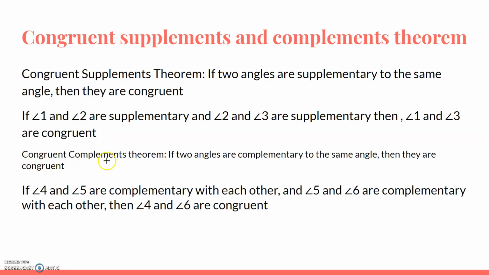Now the congruent complements theorem. We learned before that supplements mean two angles sum up to 180 degrees. Complements mean that they sum up to 90 degrees. If two angles are complementary to the same angle, then they are congruent. It's the same thing except they're complementary. If angle 4 and 5 are complementary with each other, and angle 5 and 6 are complementary with each other, then angle 4 and angle 6 are congruent because they're both complementary to angle 5.